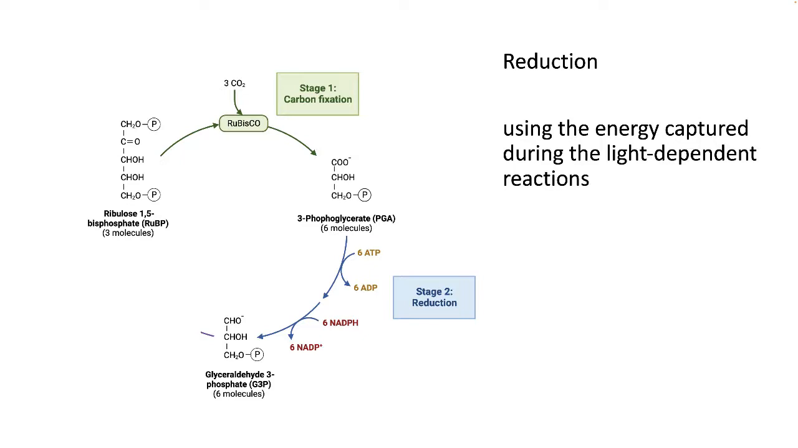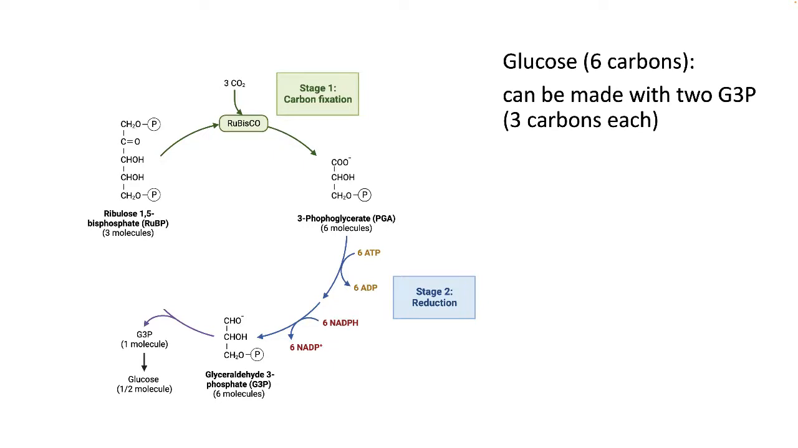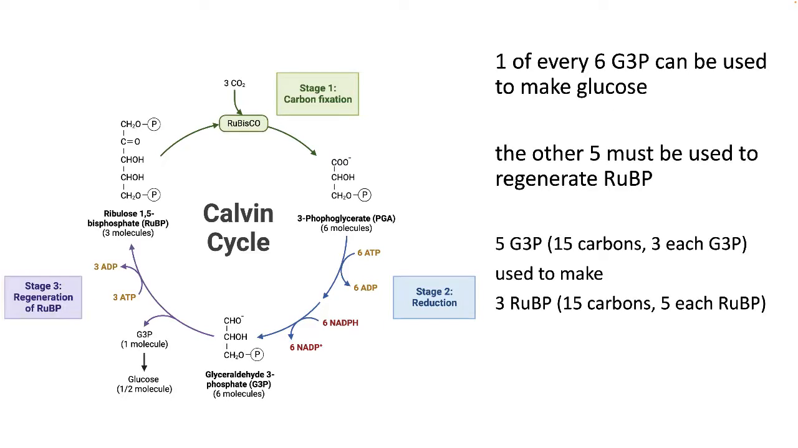Glyceraldehyde 3-phosphate is the major product of the Calvin cycle, and it can be used to make glucose. It takes 2 glyceraldehyde 3-phosphate molecules with 3 carbons each to make 1 molecule of glucose, which has 6 carbons. And for every 6 total G3P molecules that the cell makes, 5 of them have to be used to regenerate the starting molecule RuBP. So we can only use 1 out of every 6 produced to make glucose and other organic molecules. The rest have to proceed through the rest of the Calvin cycle and stage 3, which is regeneration of RuBP.